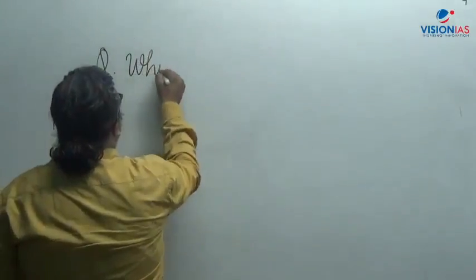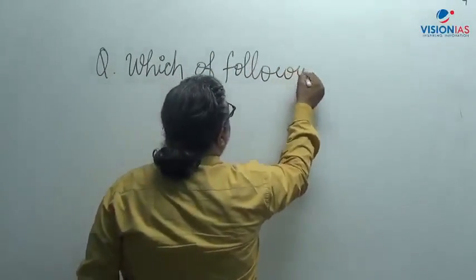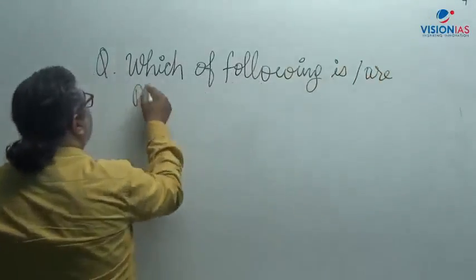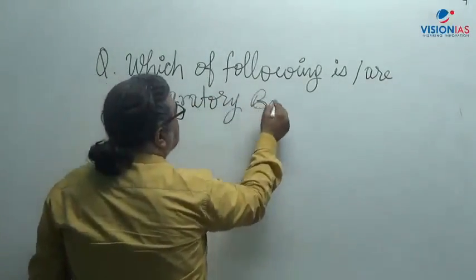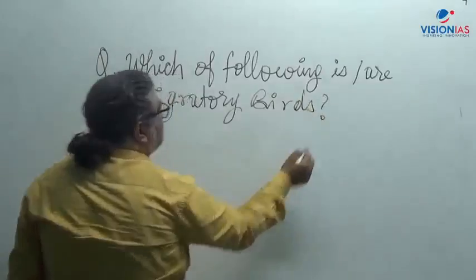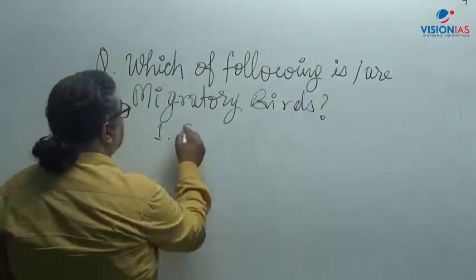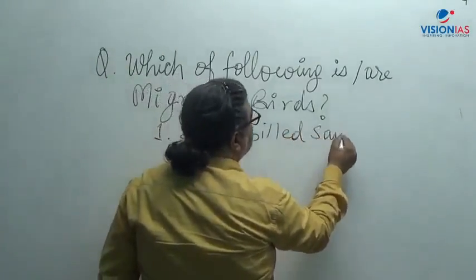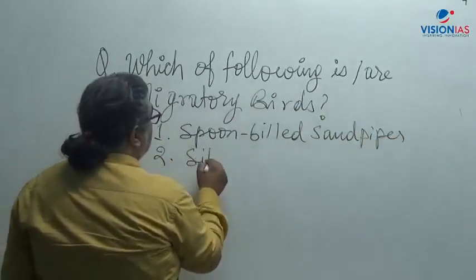Let's say you have a question here. Which of the following are, let's say, migratory birds in India? See, a question setter can ask you a question from any angle. It can be asked in any way. Right, UPSC can ask you a question any way. Let's say I am giving you options here: spoon-billed sandpiper, right, Siberian crane, a direct question will be there.